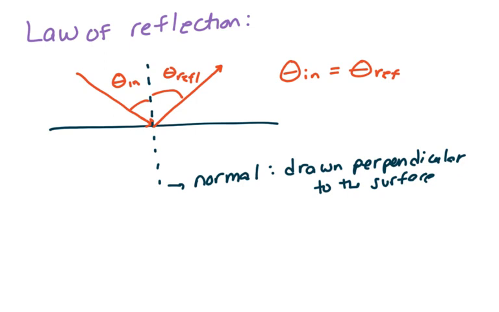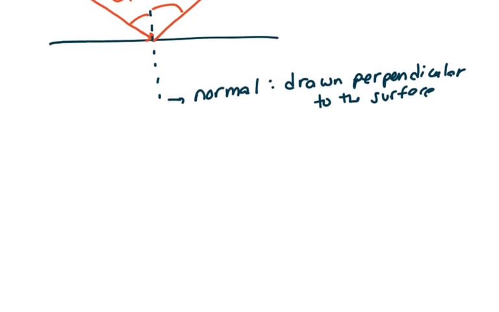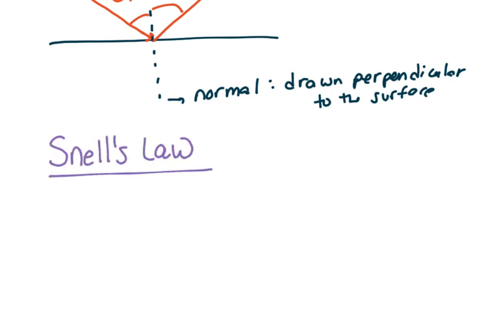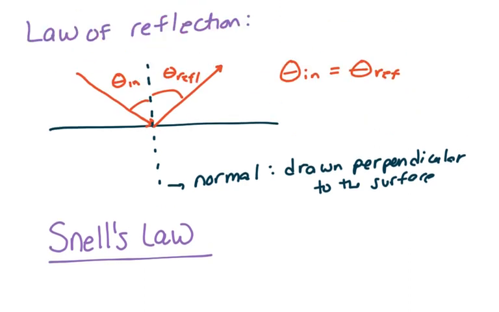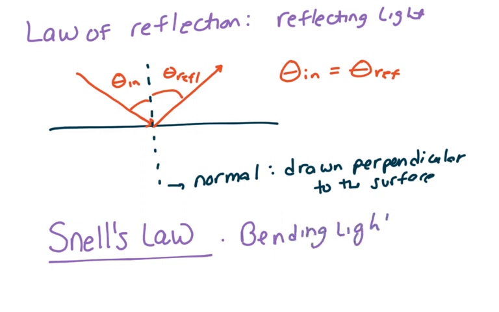Okay. The law of refraction, or Snell's law, is what we use there. That's when light bends. So the law of reflection, this is reflecting light. Snell's law is bending light. And we refer to that bending light as refraction.